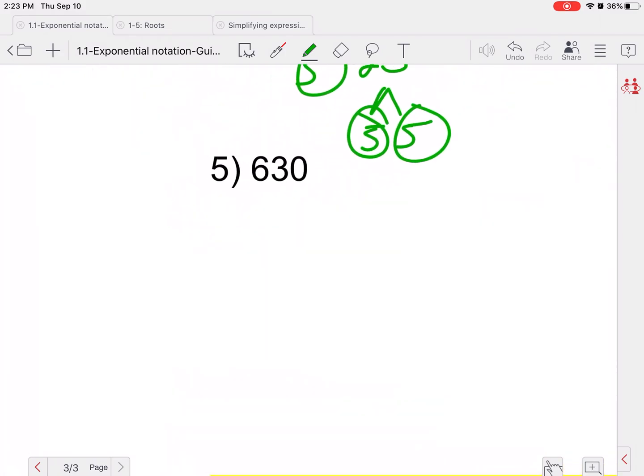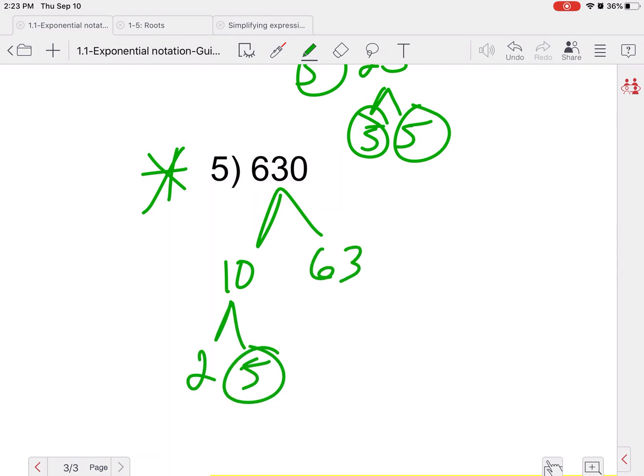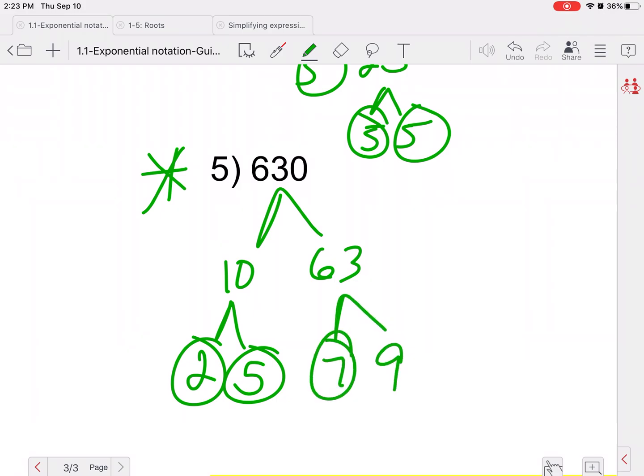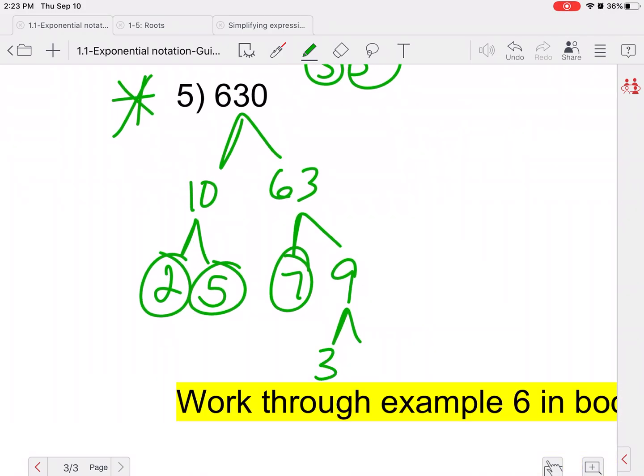All right, go ahead and try on your own 630. So if I were going to do this factor tree, I'd have 10 times 63. I know that 10 is 2 times 5, and both of those are prime. I know 63 is 7 times 9, and 7 is prime. And 9 is 3 times 3.